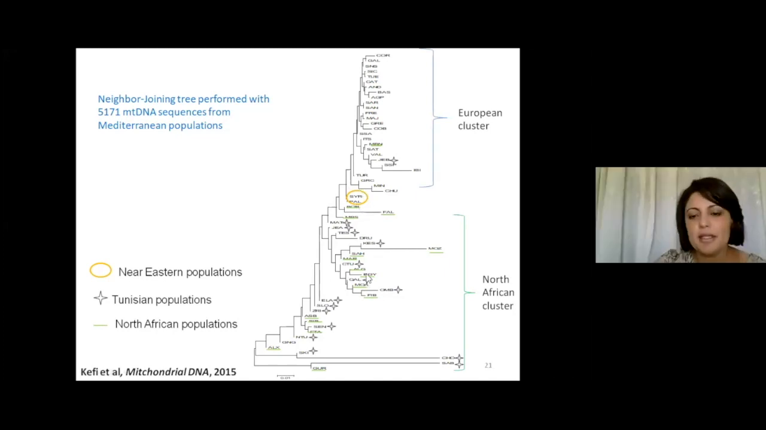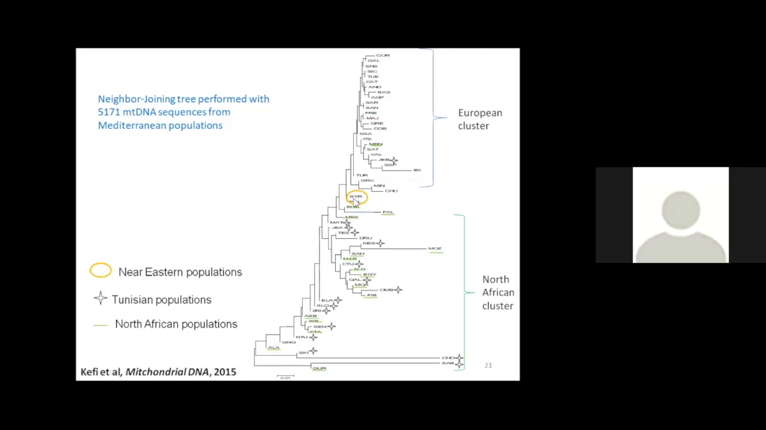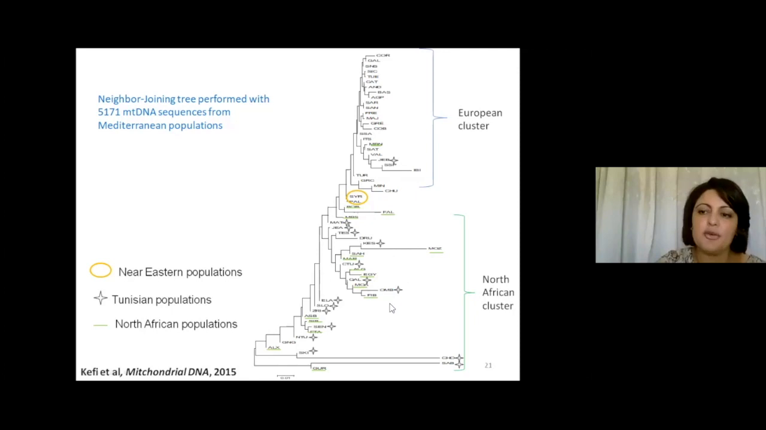Here we have also some North African populations clustered with European populations and others very close to Near Eastern. So we can conclude that North African population are more heterogeneous compared to European and Near Eastern populations.